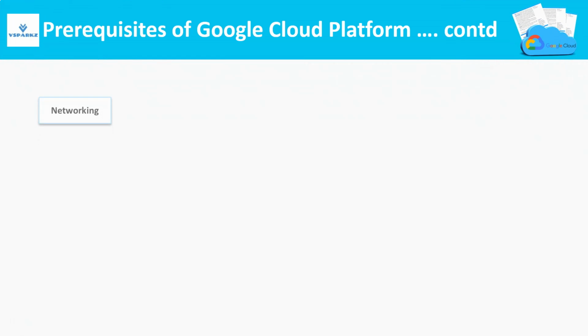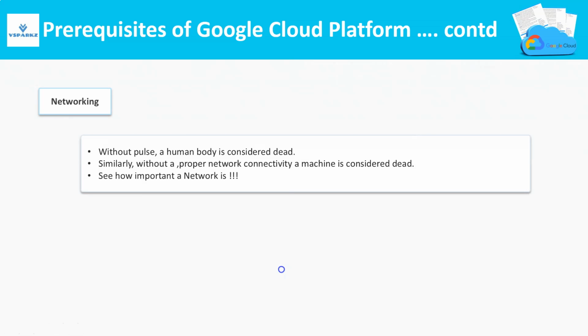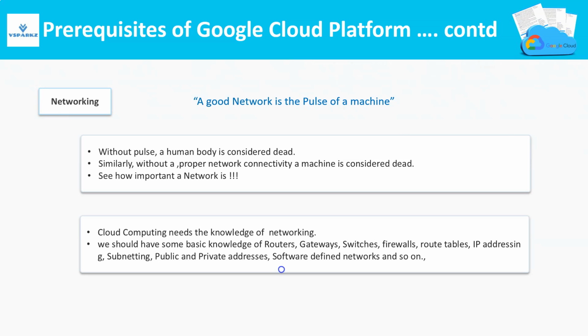Next is networking. Without a pulse, a human body is considered to be dead. Similarly, without proper network connectivity, a machine is considered to be dead. See how important a network is. A good network is considered to be the pulse of a machine. It is essential to have a good understanding of networking. We should have some basic knowledge of routers, gateways, switches, firewalls, IP addresses, route tables, subnetting concepts, software-defined networks, and so on.